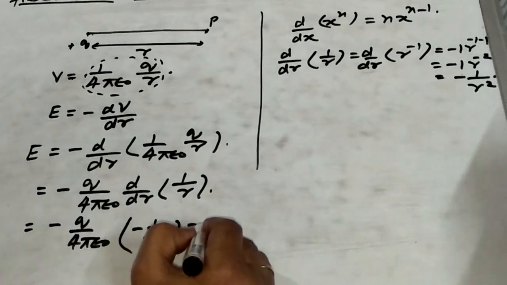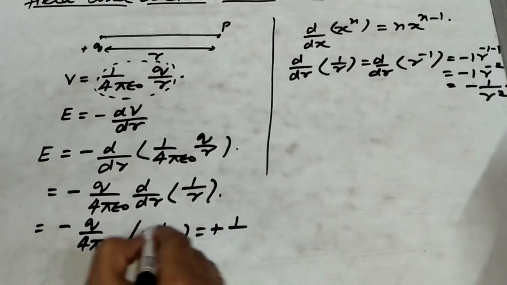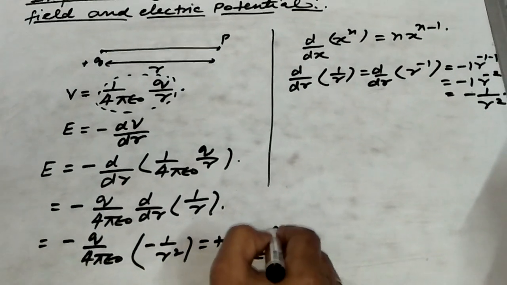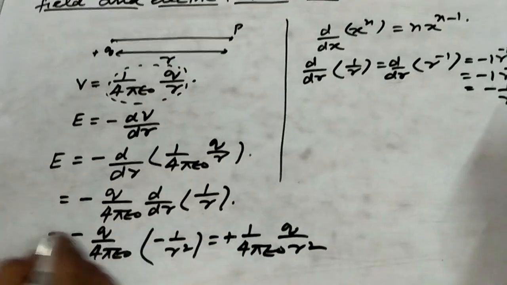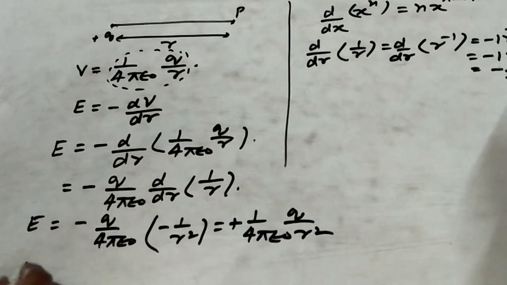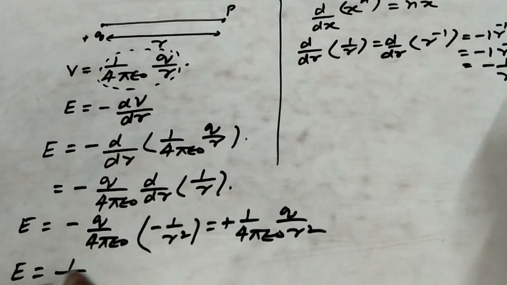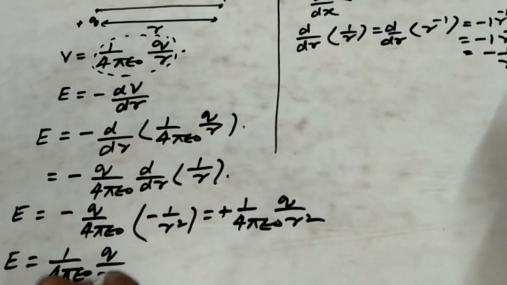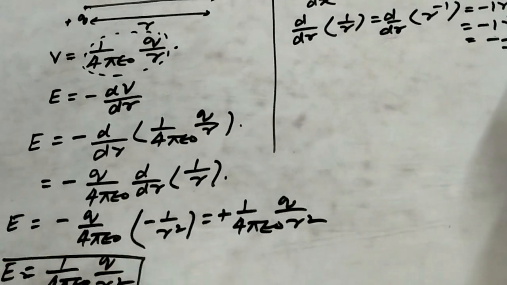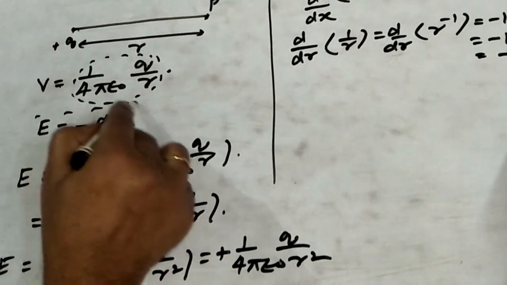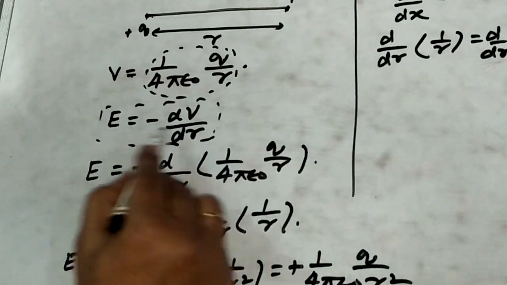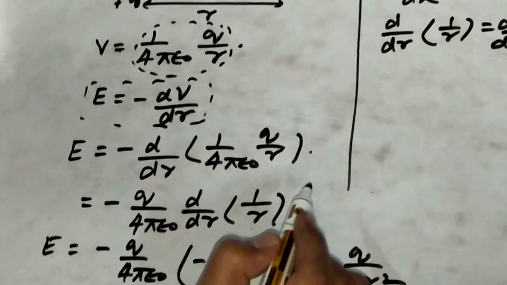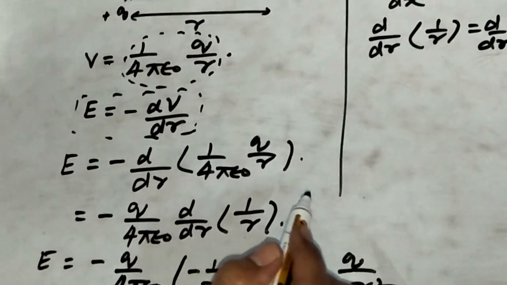And finally you can say this is equal to minus into minus, which is plus, 1 upon 4 pi epsilon naught q by r square. And you know the electric field due to a point charge at distance r from it is given by 1 upon 4 pi epsilon naught q by r square. It means by using this formula E is equal to minus dV upon dr, you can easily calculate the electric field at any point if the electric potential at that point is known.